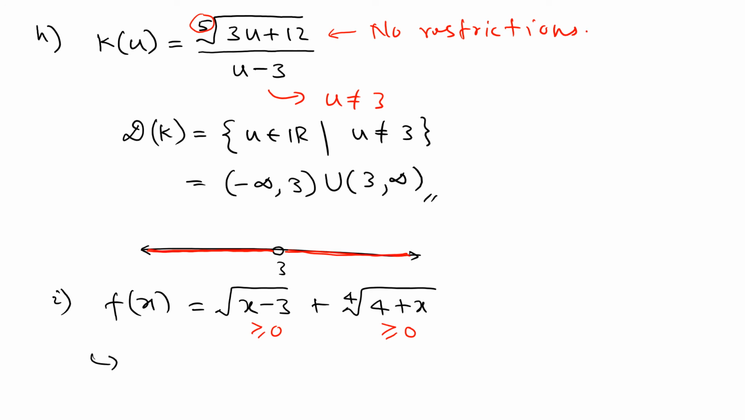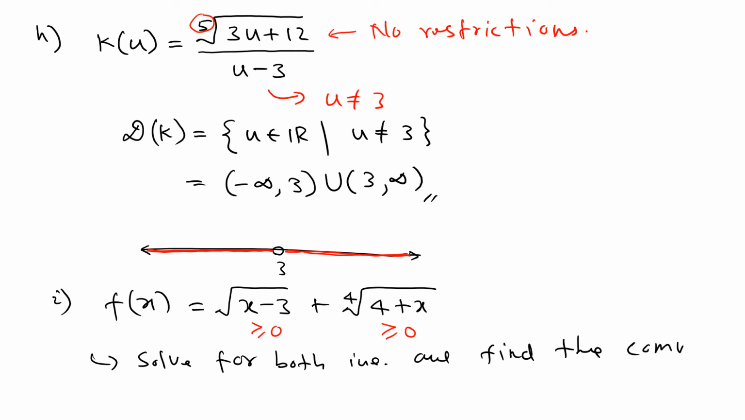So solve for both inequalities and find the common region, because it has to satisfy both. So find the common region. So that's how we do it. So let's do the rest of the problem now.